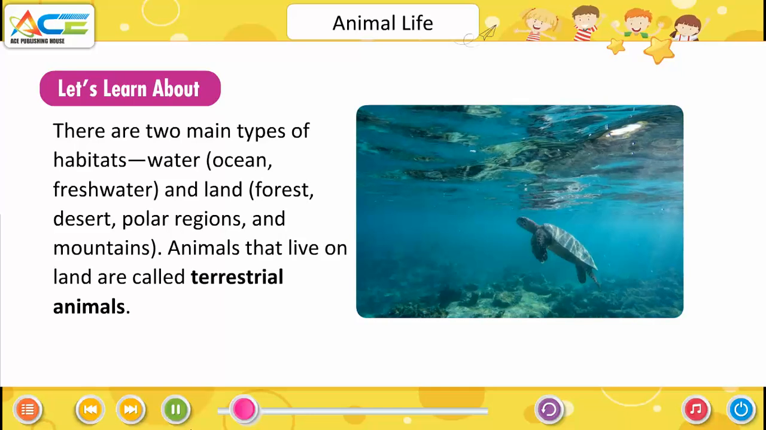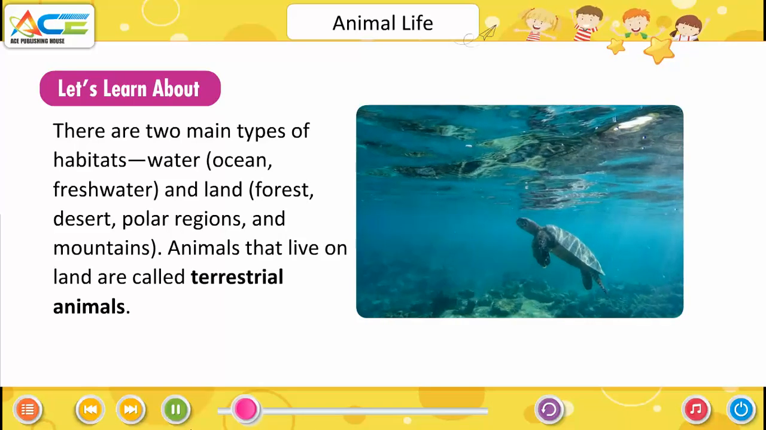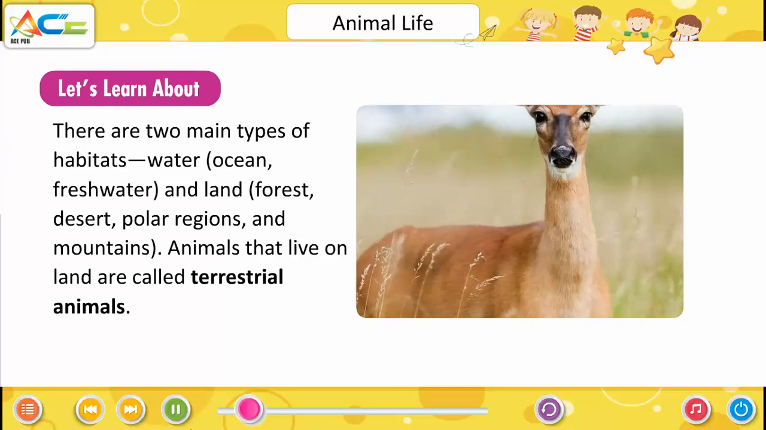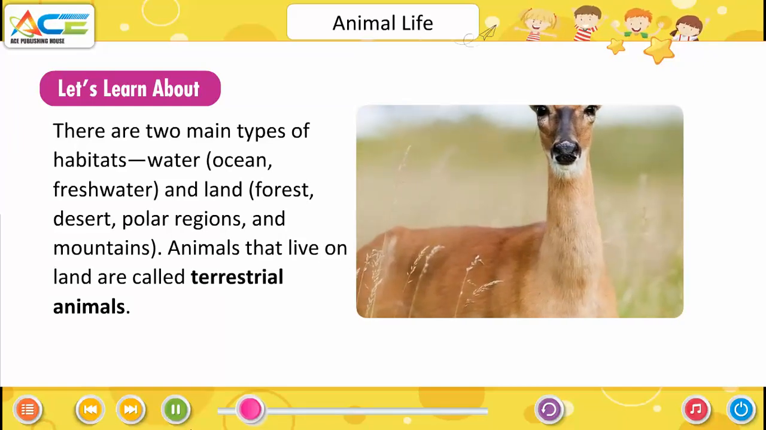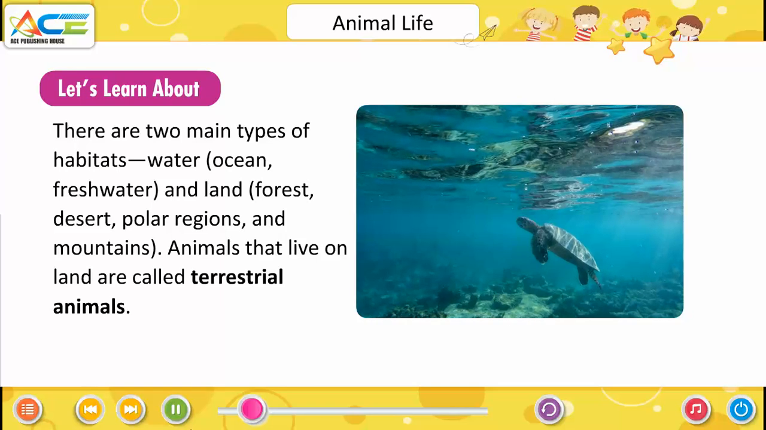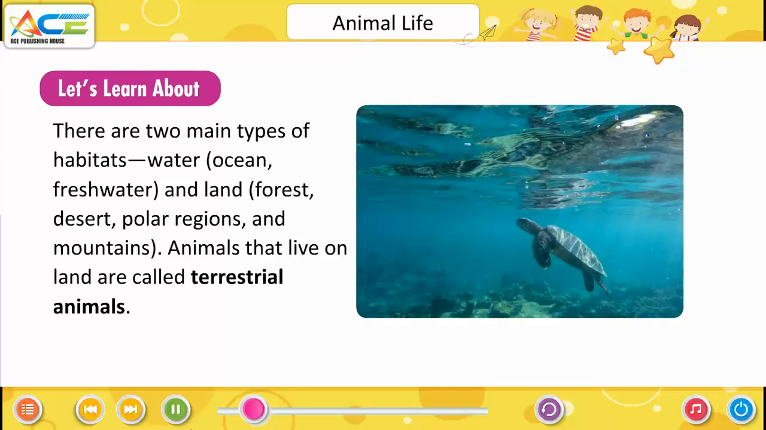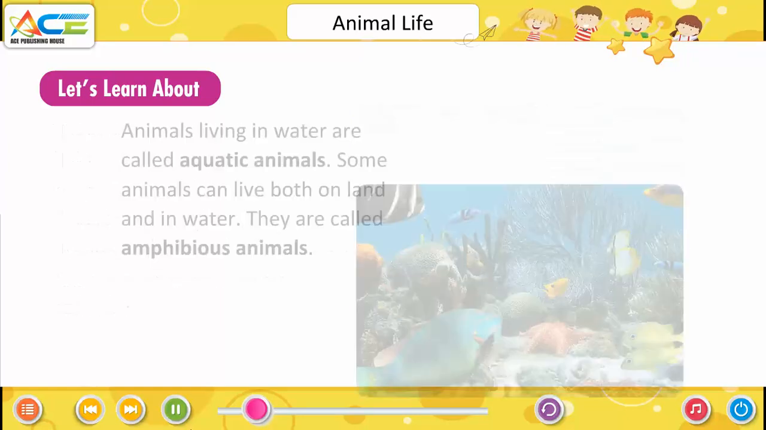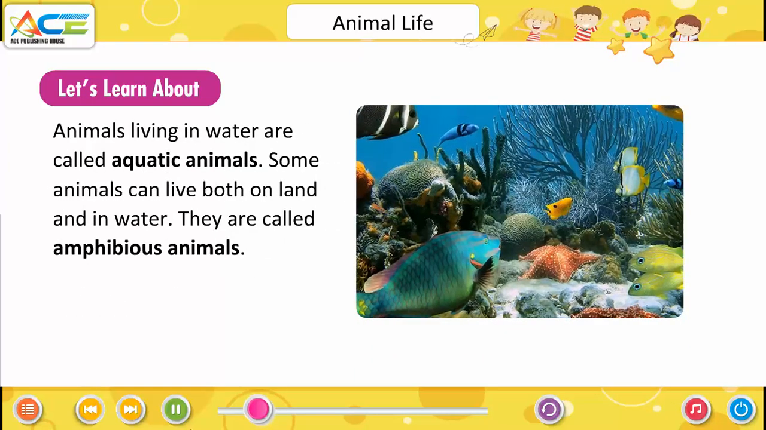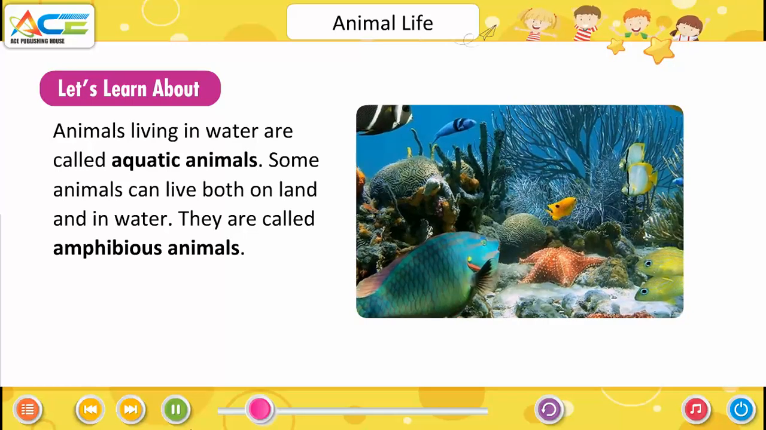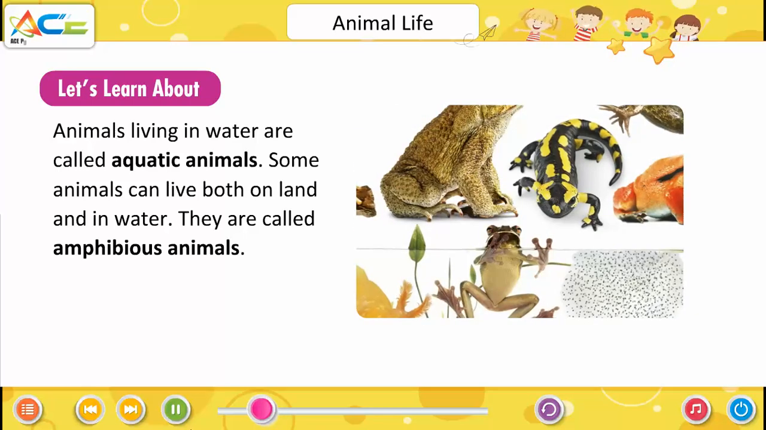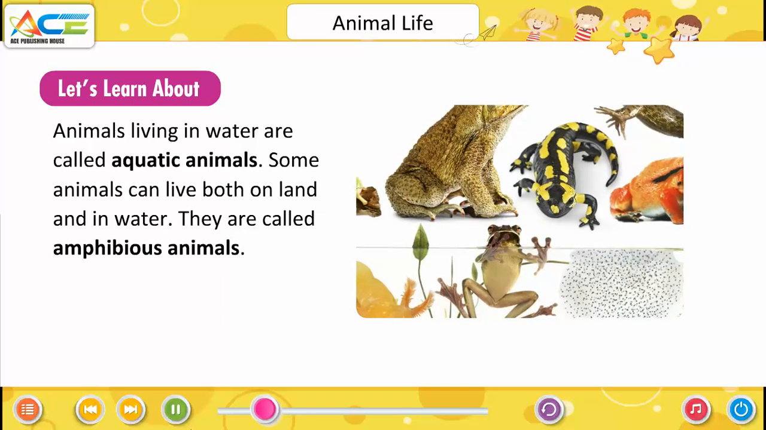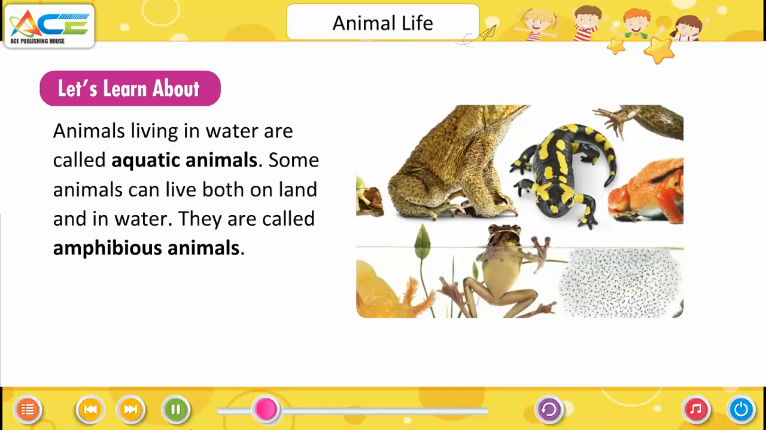There are two main types of habitats: water, such as ocean and fresh water, and land, such as forest, desert, polar regions and mountains. Animals that live on land are called terrestrial animals. Animals living in water are called aquatic animals. Some animals can live both on land and in water. They are called amphibious animals.